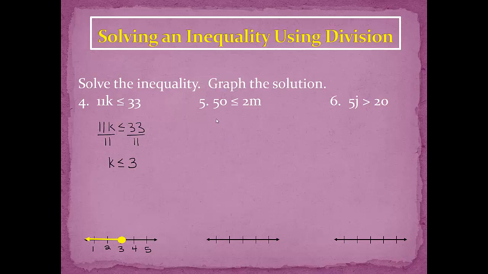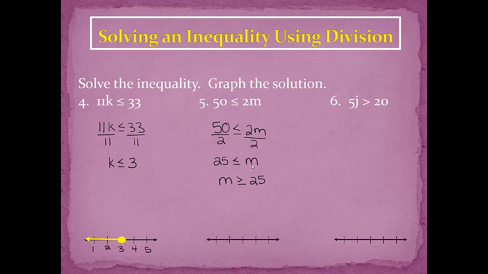Now let's look at number 5. We have 50 is less than or equal to 2m. We are multiplying 2 times m, so we will divide both sides by 2 to solve. 50 divided by 2 is 25. So we have 25 is less than or equal to m. And now we need to rewrite this so that our variable is first. So we would have m is greater than or equal to 25.